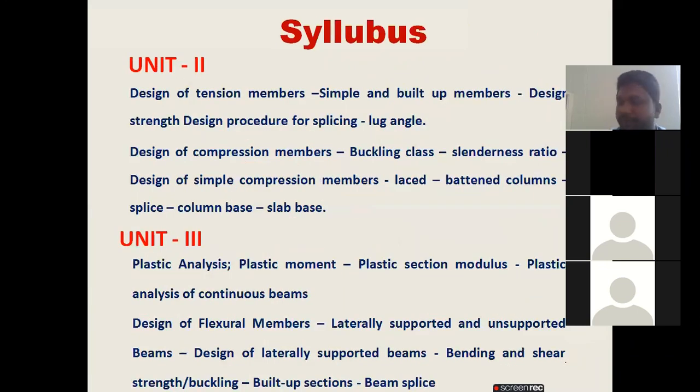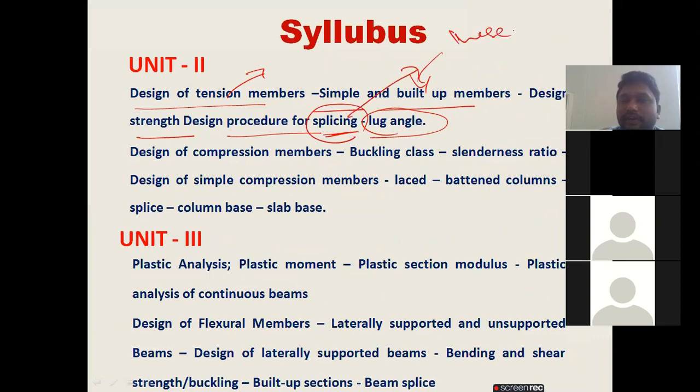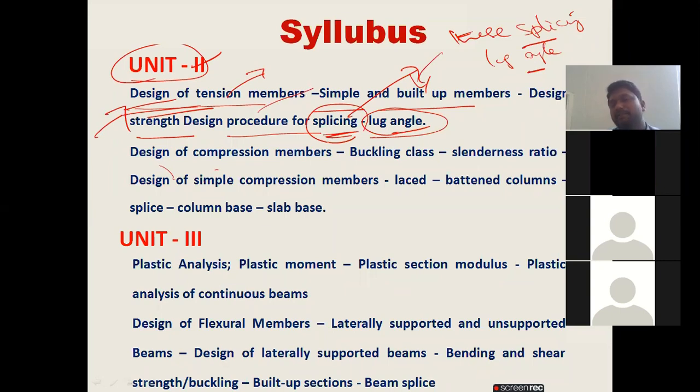And coming to unit 2: design of a tension member, simple and built up members, design strength, design procedure for splicing, and also lug angle. These words, splicing and lug angle, whatever you are hearing, are all new to you. Definitely I will explain once we start unit 2. Next, this is completely the design of a tension member. In this, we have to design the tension member, like simple and built up members. There is a design procedure.